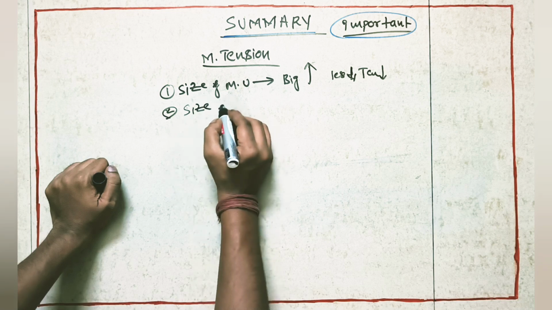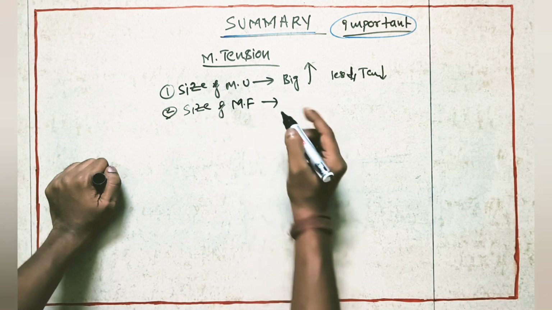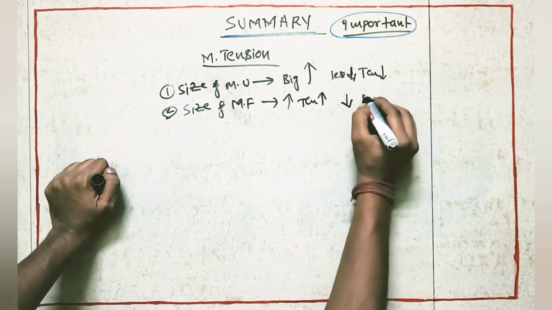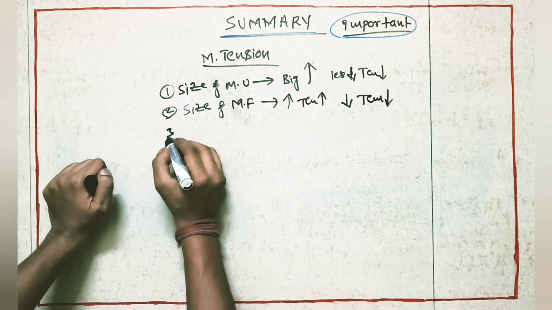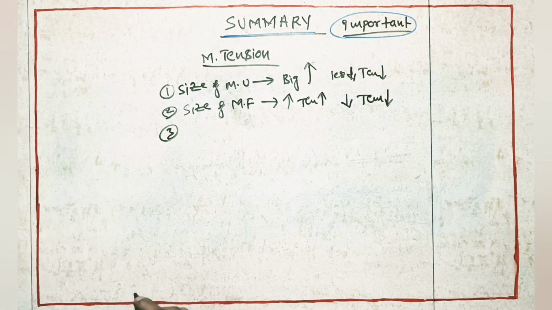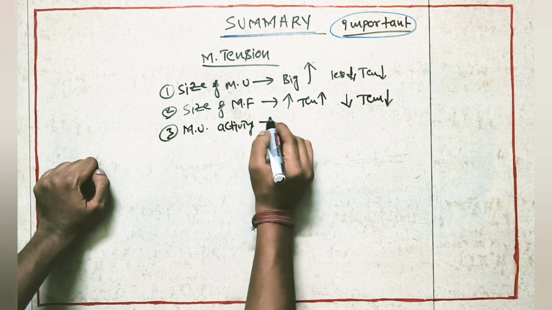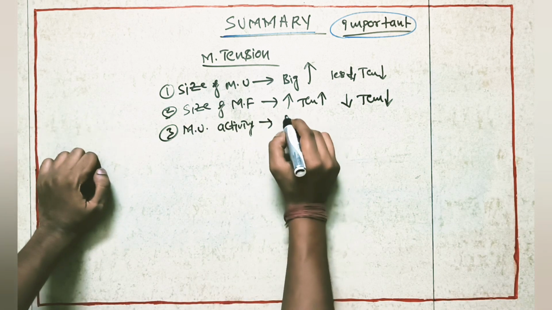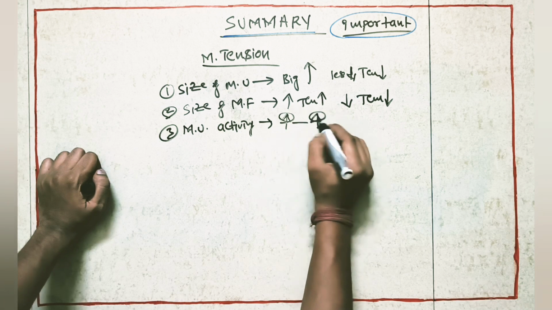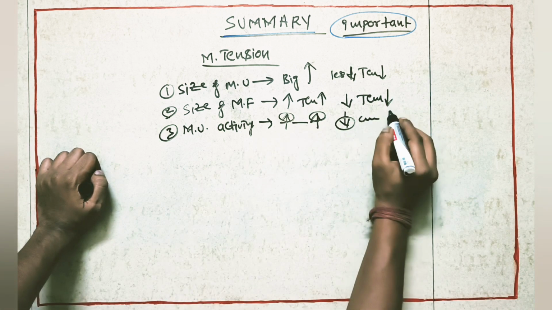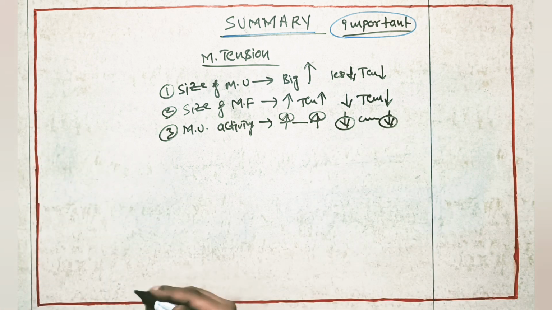Size of muscle fibers. If muscle fibers are more, tension will be more. If the muscle fibers are less, tension will be less. That is the second point. And the third point, how many motor units are activating. If more motor units are activating, tension will be more and contraction will happen fast. If fewer motor units are activating, then contraction will happen slowly.